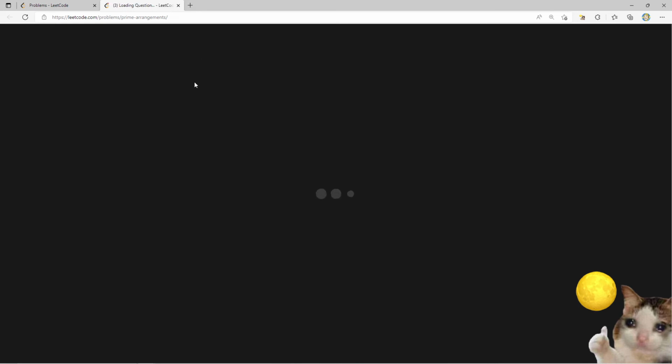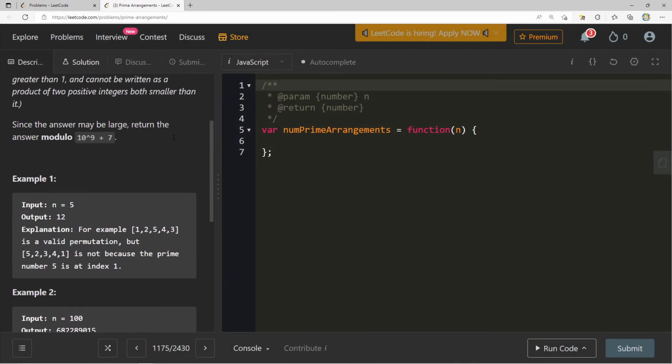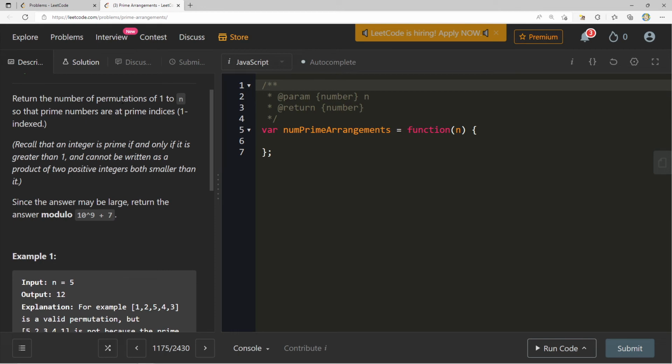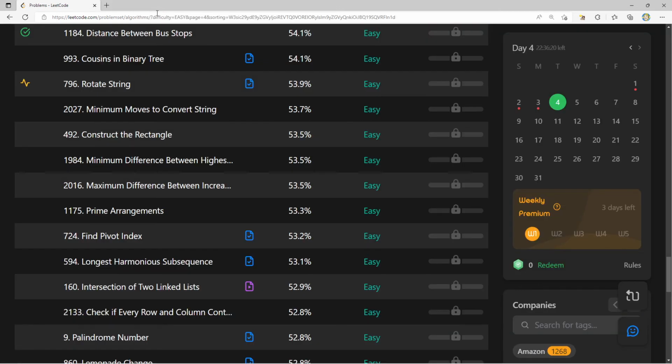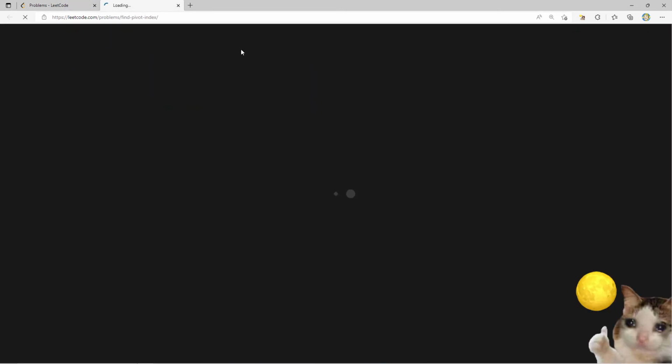Prime, and anytime I see prime, I think math, and I'm like, nope. Return the number of permutations so that prime numbers, I don't really care for prime numbers. Let's just go to the next one.